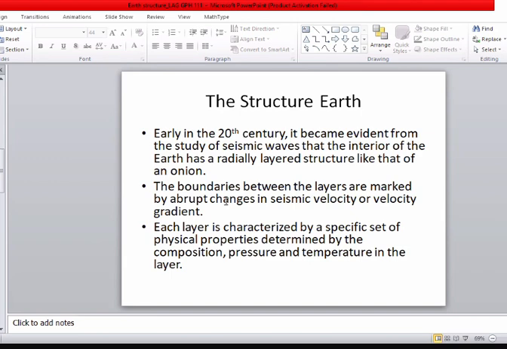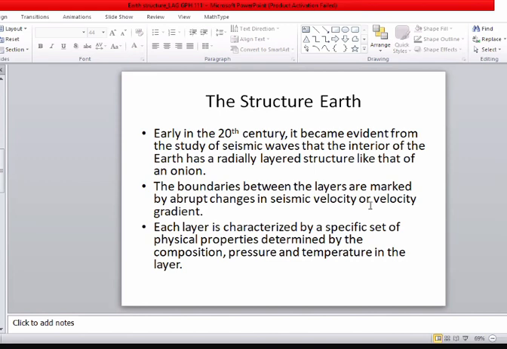That is in terms of optics. In this case, the property we are going to look at, that is responsible for that change in seismic wave, is what is called density contrast. So the density contrast from one layer to another makes the seismic velocity change from one boundary to another. So the boundaries between the layers are marked by abrupt changes in seismic velocity or velocity gradient.